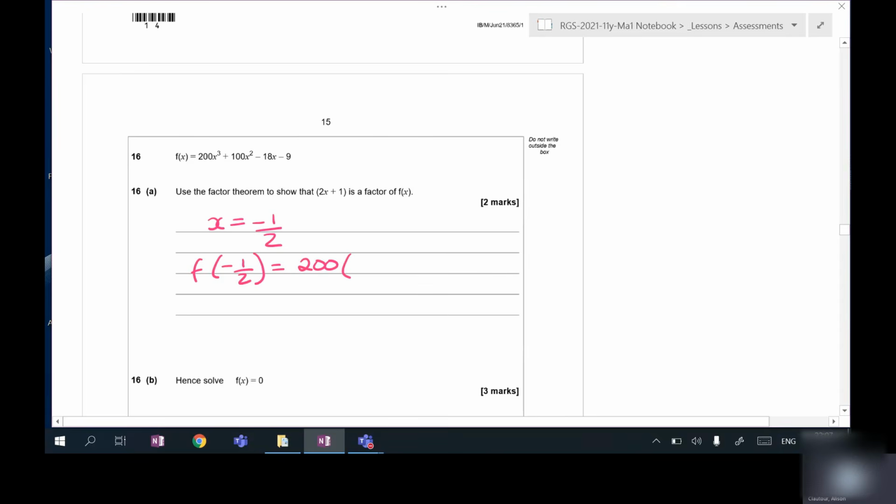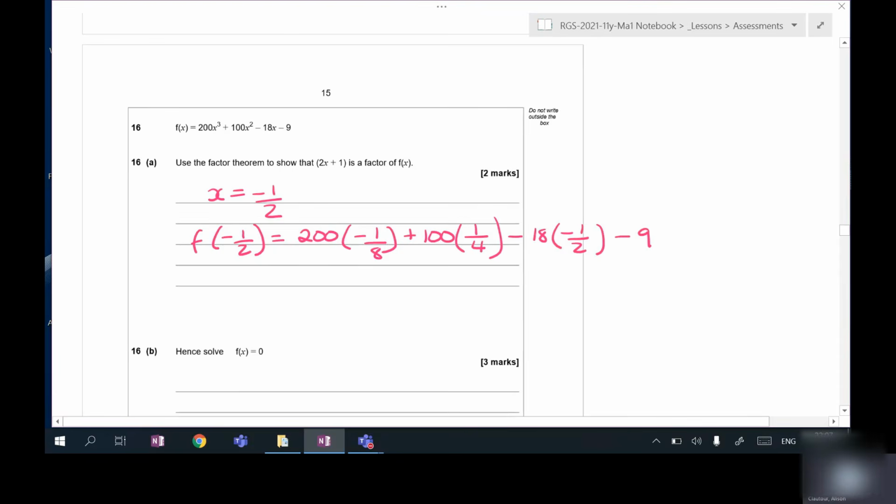minus 1/8, plus 100. So same as before, square the top, square the bottom, so 1/4, minus 18, minus half, minus 9. So not very nice numbers at all. Okay, so you've got 200, negative 200 divided by 8, plus 100 divided by 4.